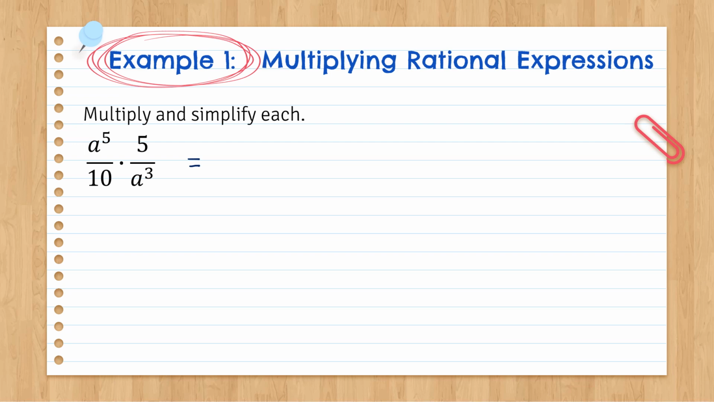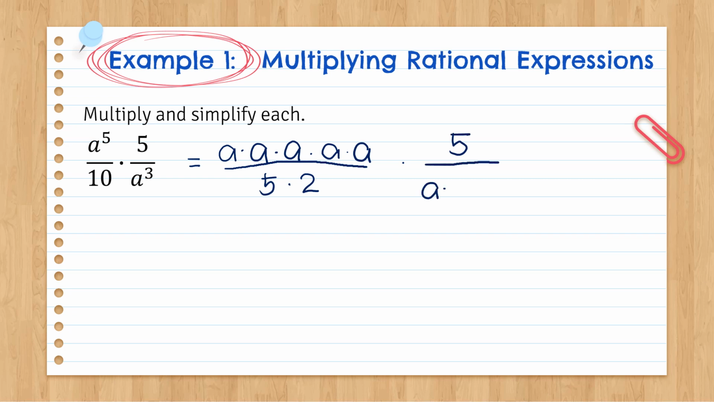Or for visualization, again, you may write a times a times a times a times a. And then for 10, the factors of 10 are 5 times 2. 5 is already a prime number, so we write 5. Then for a cube, we multiply a thrice by itself.